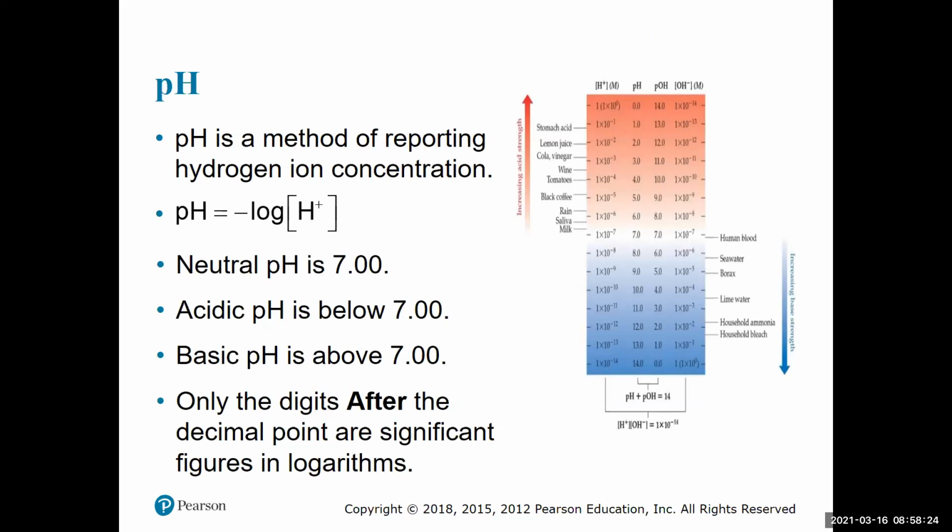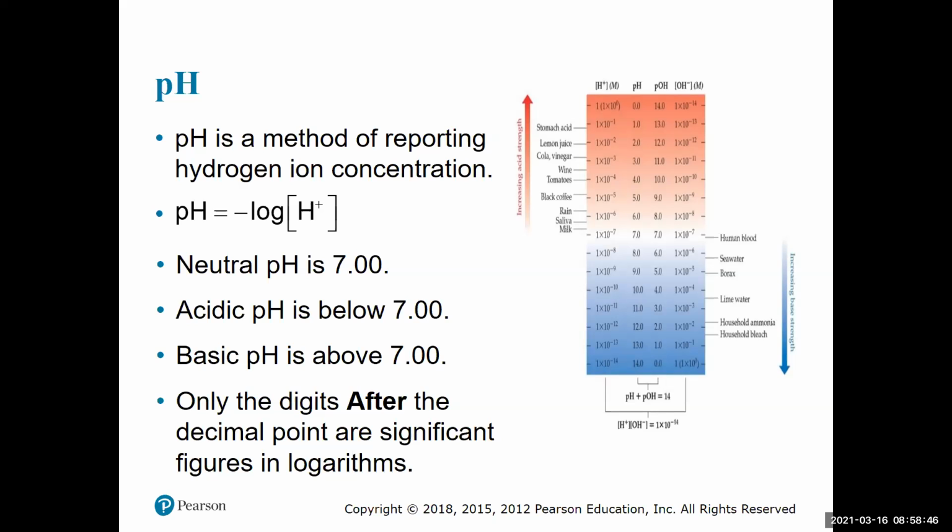pH is the term people usually use when they're saying if something is acidic or basic. So we don't go around saying, oh, my solution is acidic because it's 1 × 10⁻² molar hydrogen ions. We don't typically say that kind of stuff. We usually say what the pH of something is.